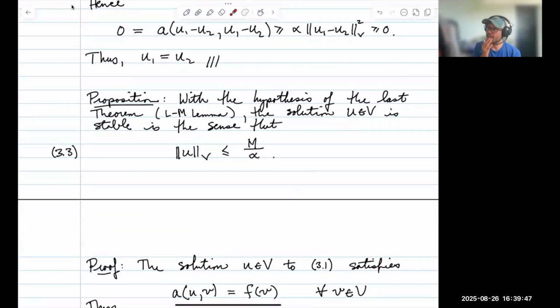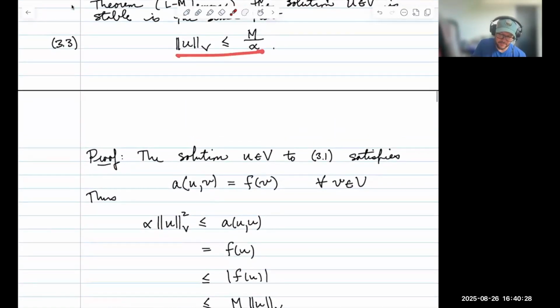So what do we know? We know that the abstract problem that we posed has a unique solution, no problem. Now, with the hypothesis of the last theorem, that is the Lax-Milgram lemma, the solution U is stable in the sense that the norm of U is less than M over alpha. Okay, stable in this sense. This stability will make a little bit more sense when we look at the abstract Galerkin approximation, as I'll show you in a moment.